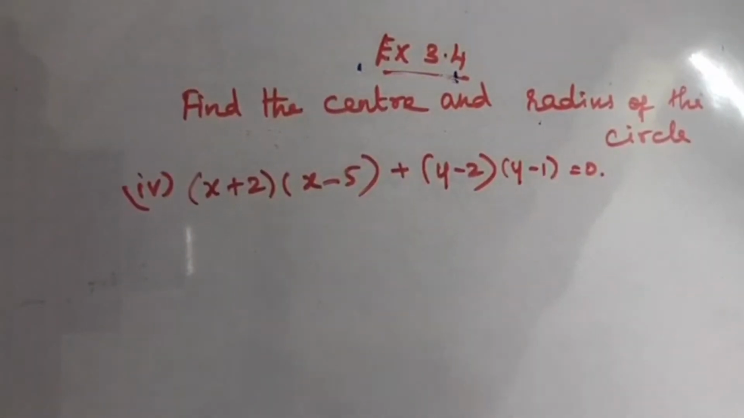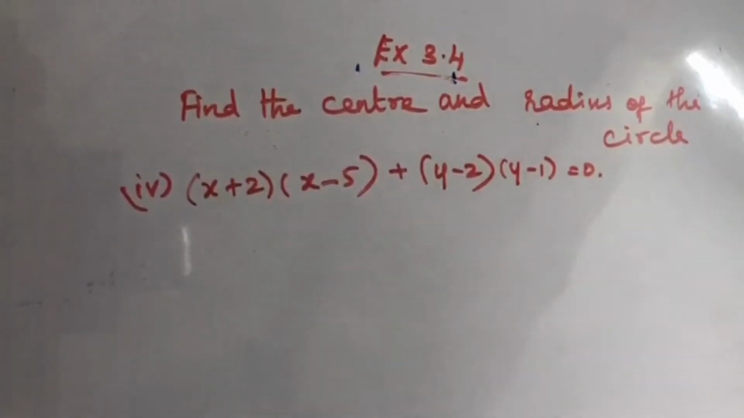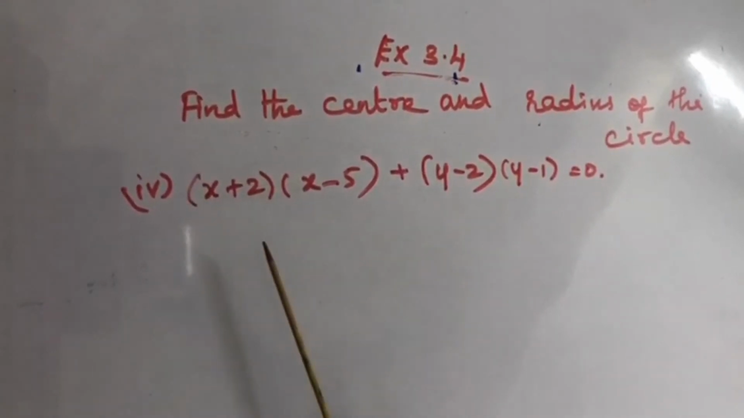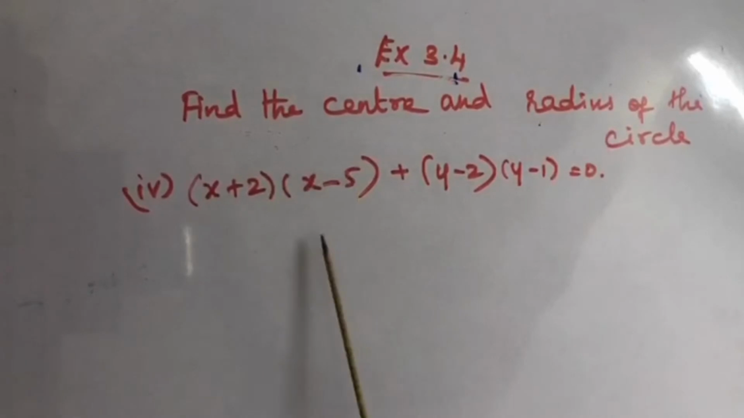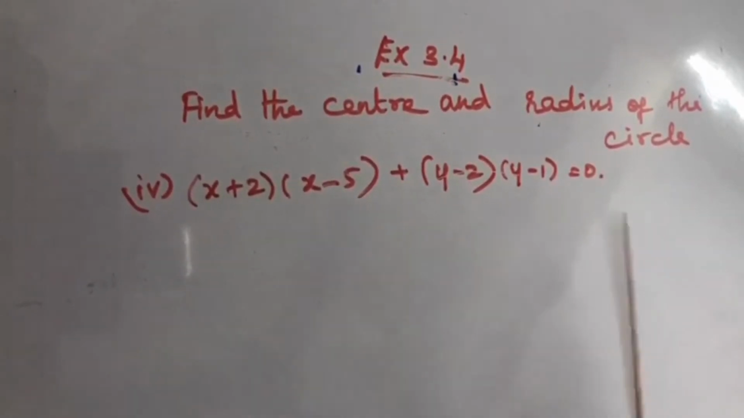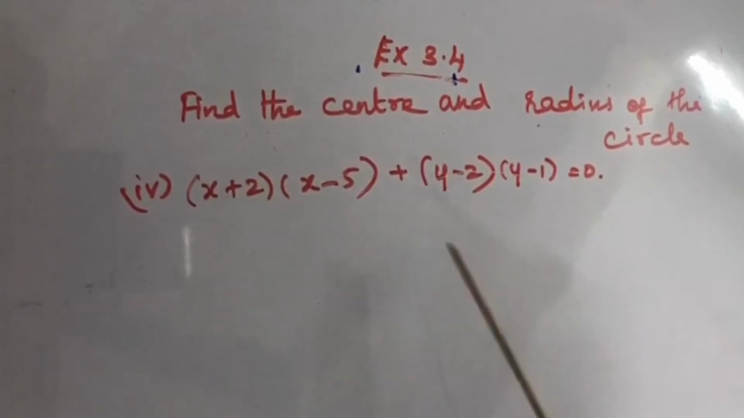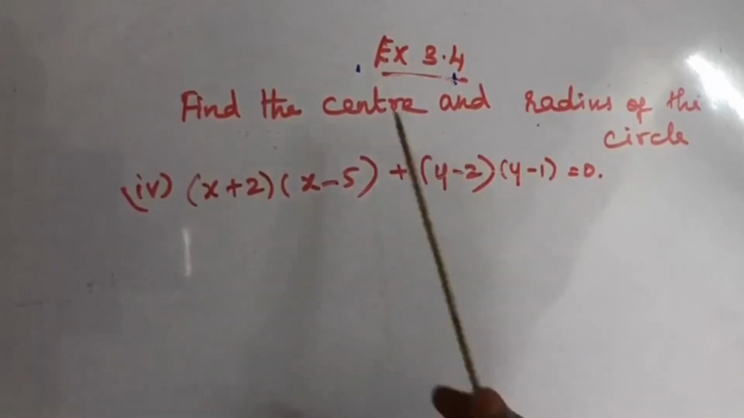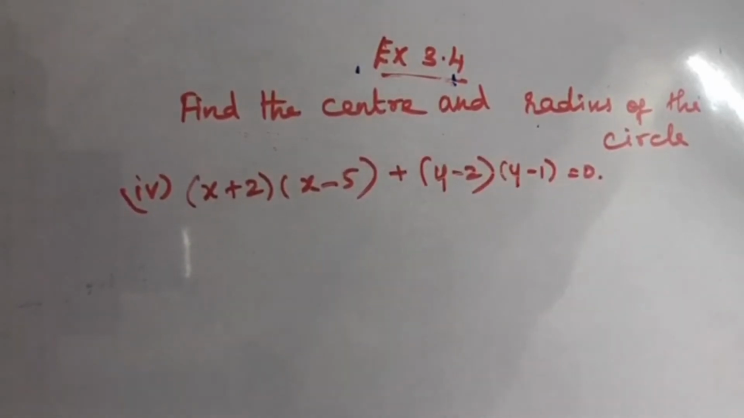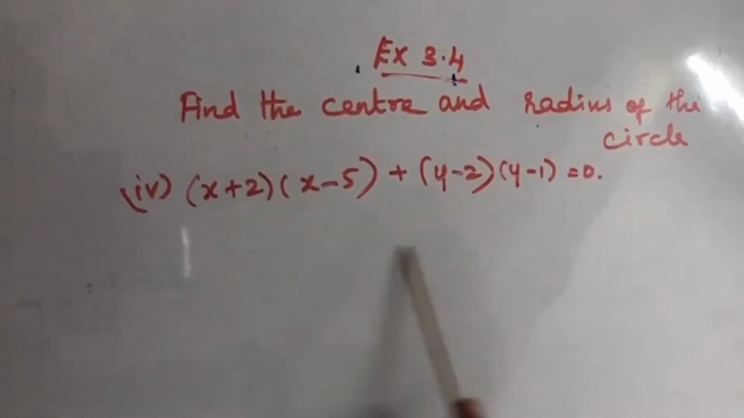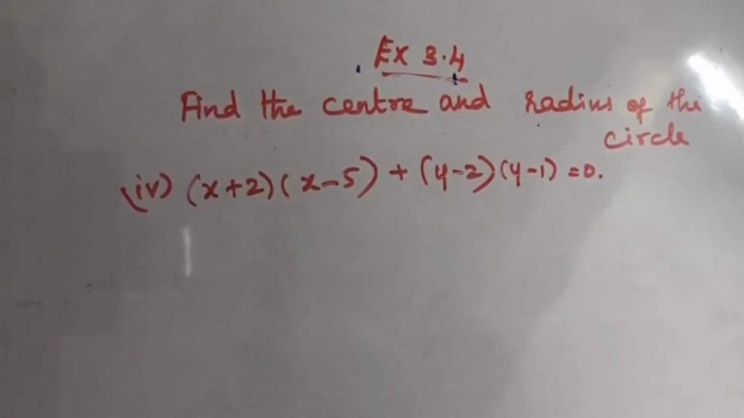So the fourth one, find the center and radius of the circle when the equation is given. Okay, so here you have to multiply the factors and make it a single expression, and then you can compare it with the equation of the circle and you can find the center and radius. Okay, can you understand? First you have to multiply the factors and then make it a single equation, then compare it with the equation of the circle and complete this problem. Okay.